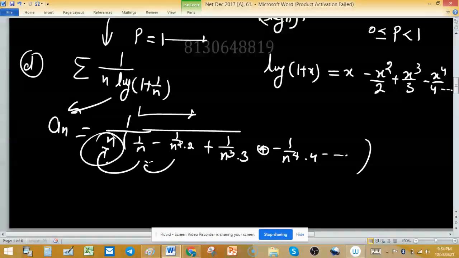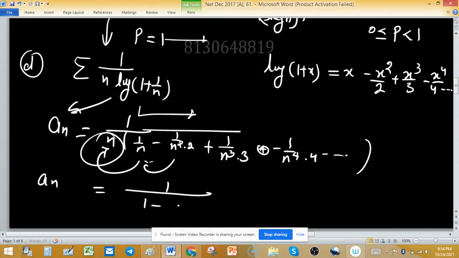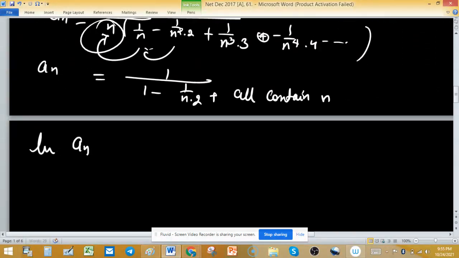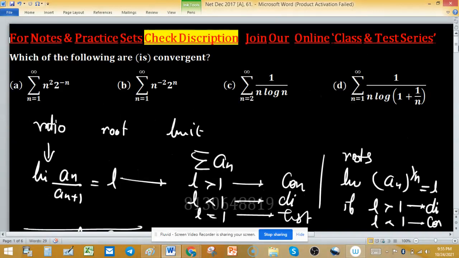So this n will cancel out, and what we will have is a_n equal to 1 minus 1 upon n into 2 plus all terms containing n. Whenever I take the limit of this a_n when n tends to infinity, I have 1, because the other terms will go to 0. This limit is not equal to 0, so I can say this series is divergent. So the only convergent series is given in option A.